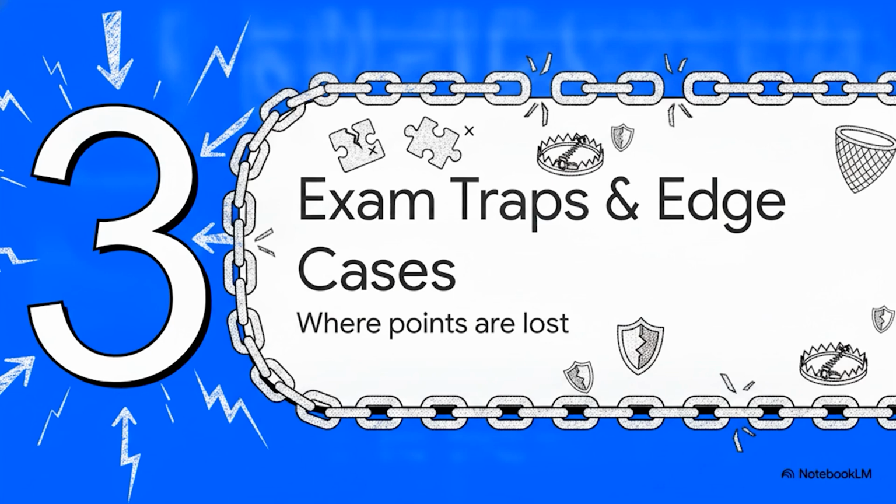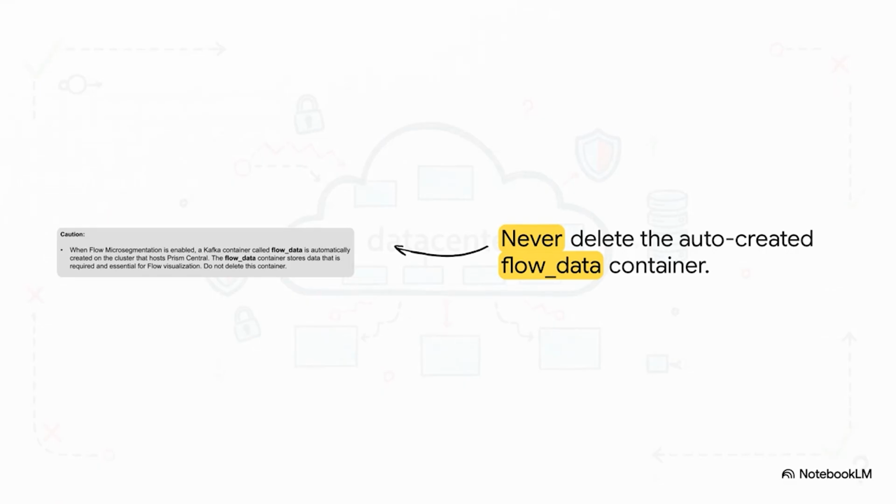Which brings us to Section 3, Exam Traps and Edge Cases. This is exactly where test takers tend to lose easy points. The NCP-MCI exam absolutely loves testing your knowledge of strict limitations. A prime trap they'll use involves administrative cleanup.